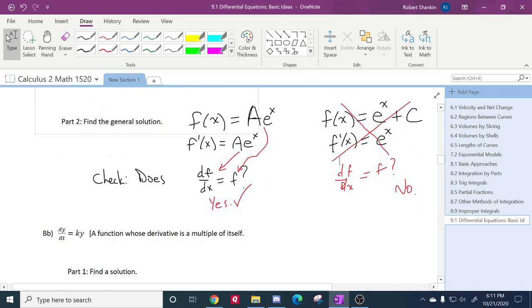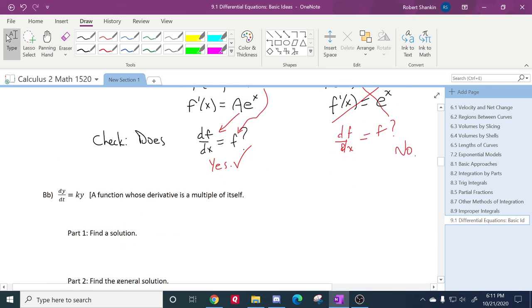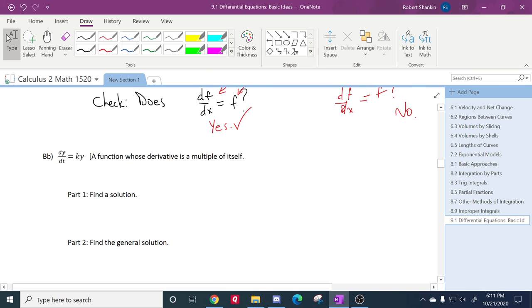All right. Let's go to part B. So, dy dt is ky. Now, oftentimes y is a function of t because in differential equations it's a really common situation that the independent variable is time. So y is a function of t instead of x. It's very often used. And you're going to get dy dt is equal to ky. Find a solution.